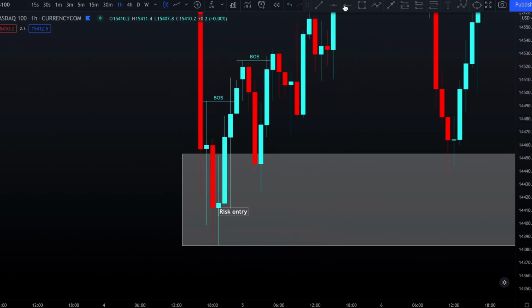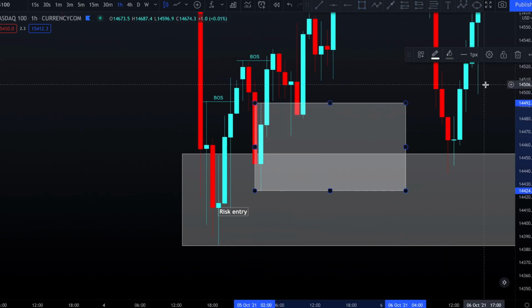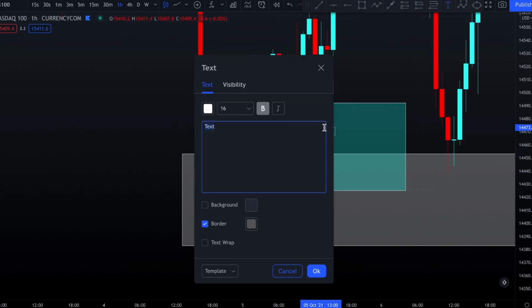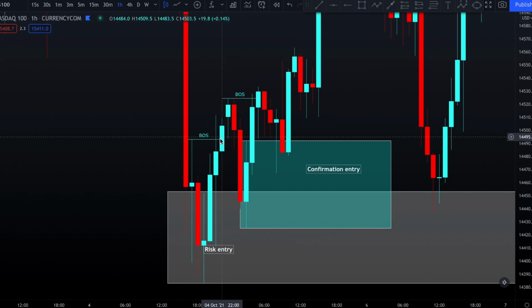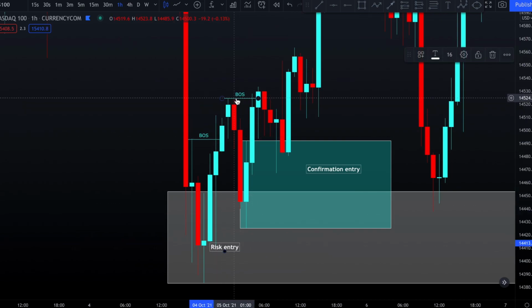And then our second order block, which would be this one over here, this would be our confirmation entry. Why? Because we broke structure again. We have our first break of structure, so we can almost safely assume we will be entering on top of this order block. We have our second break of structure, meaning we now have our confirmation entry.